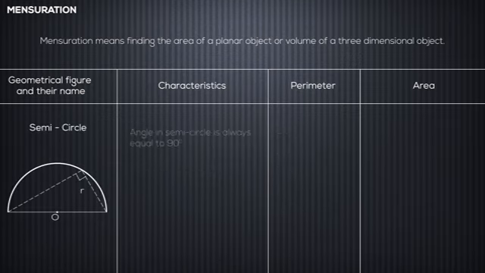Semicircle. The angle in a semicircle is always equal to 90 degrees. The perimeter of a semicircle is given by the formula shown on the screen. And the area of a semicircle is given by half into pi r square.